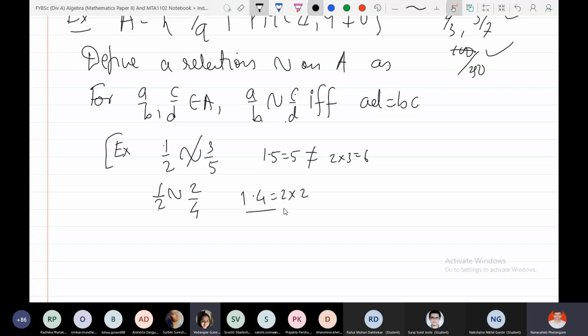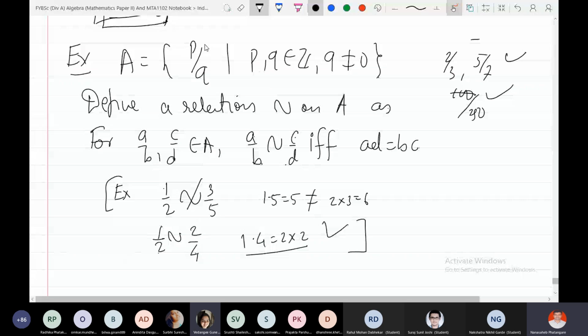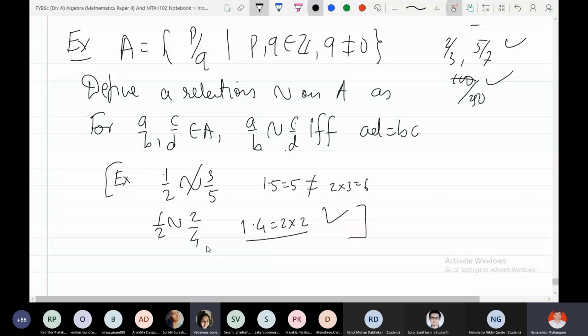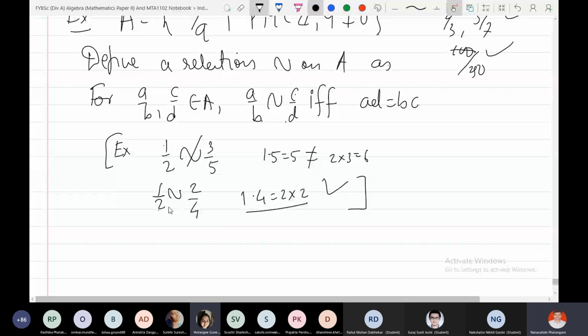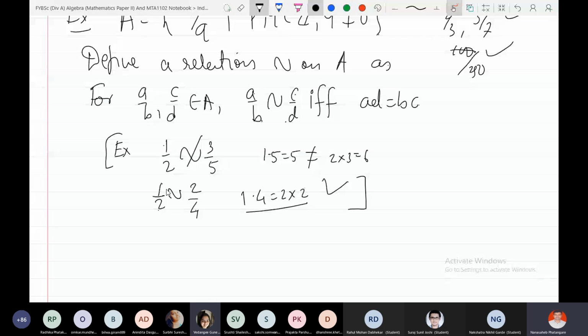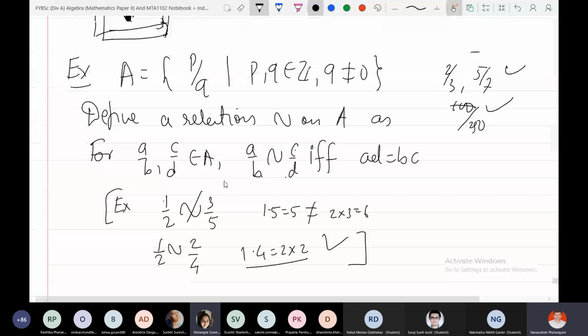So that is what you can understand. What I mean to say is that there is a relation. 1 by 2 and 2 by 4 are distinct elements, but they are related. And this is a very interesting problem because you are dealing with this problem from your school, first standard. Why is this problem very important?